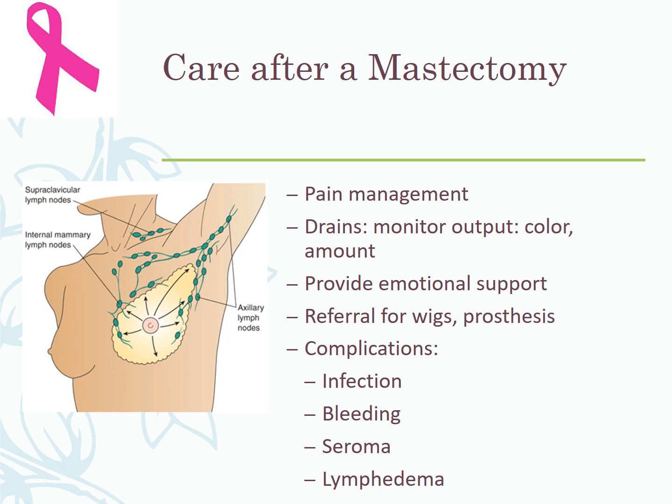We want to look at their drains. We have to monitor the output. We want to look at the color. We want to look at the amount. We want to make sure that we provide emotional support. And then there's referral for wigs and prostheses that are going to come along.